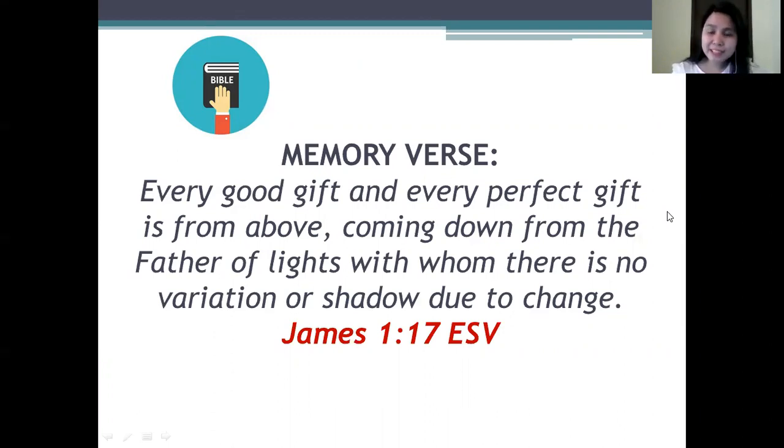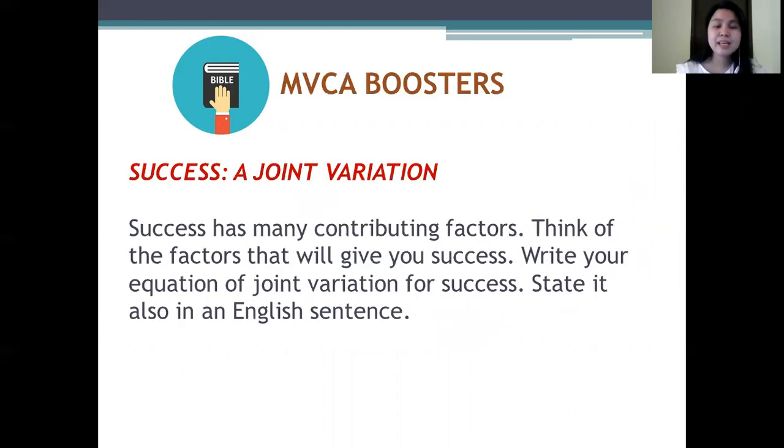And our MVCA boosters, that's what I've reminded you to please answer to get extra points, is about success as a joint variation. Success has many contributing factors, and think of the factors that will give you success. Will it be attitude, intelligence, determination? It's up to you. Write your equation of joint variation for success and state it also in an English sentence.